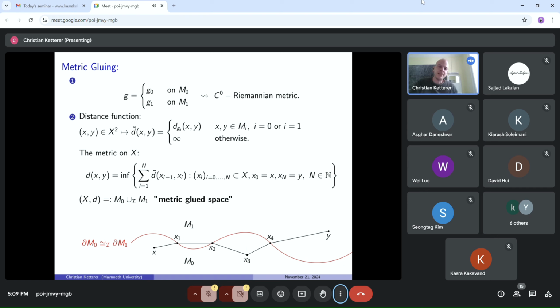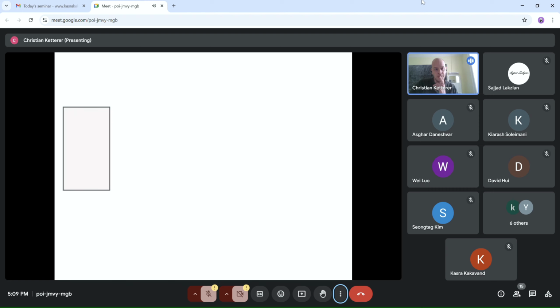Okay, and the advantage of the second construction is, as you notice, it only relies on the metric structure of M0 and M1. So in particular, this makes sense for any metric space. Okay, so now let me give you another picture to illustrate what is happening.